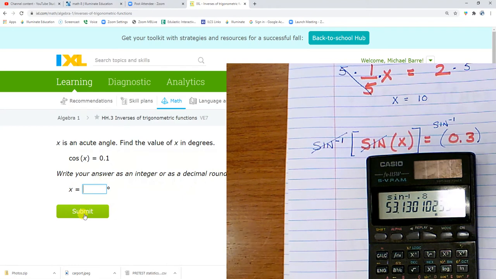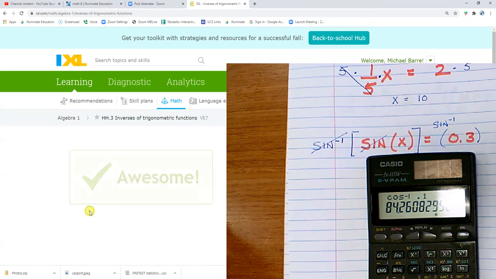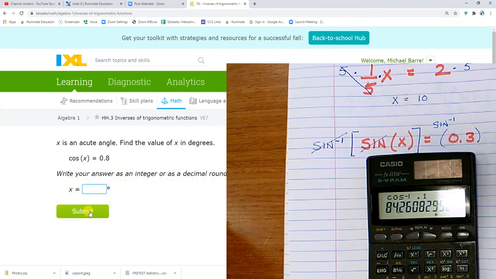That's right. This is going to be an inverse cosine. So I go inverse cosine of 0.1. 84.26. Okay, this would be an inverse cosine again.